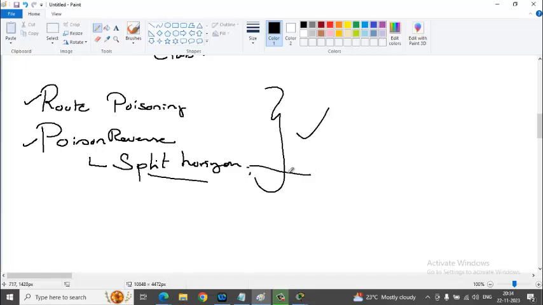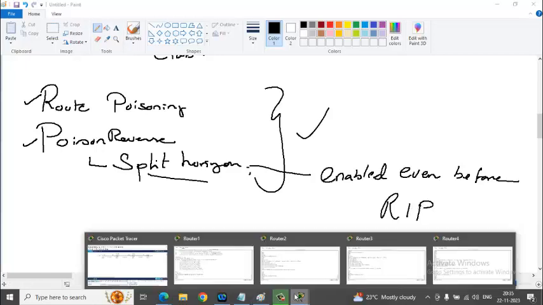Now let us go back. What is split horizon? Why am I talking about split horizon under the RIP topic if it is not enabled along with RIP? If it is enabled already, why am I learning it here? What is the use? There is a very important use case. Let me take a screenshot of this.